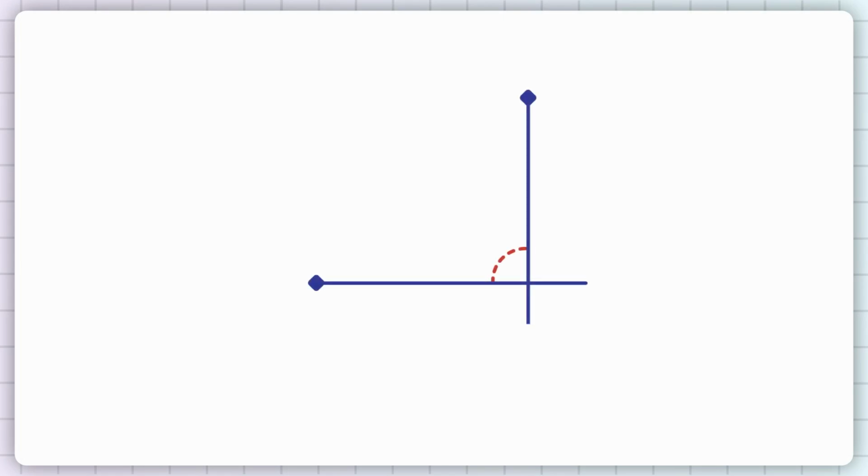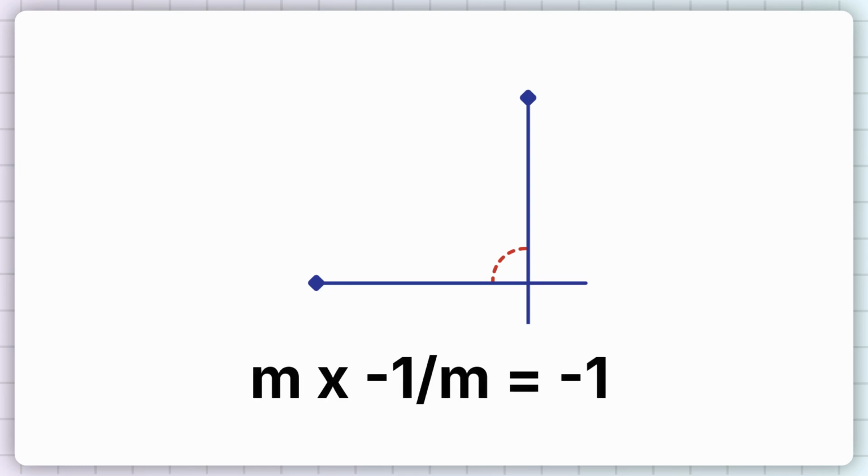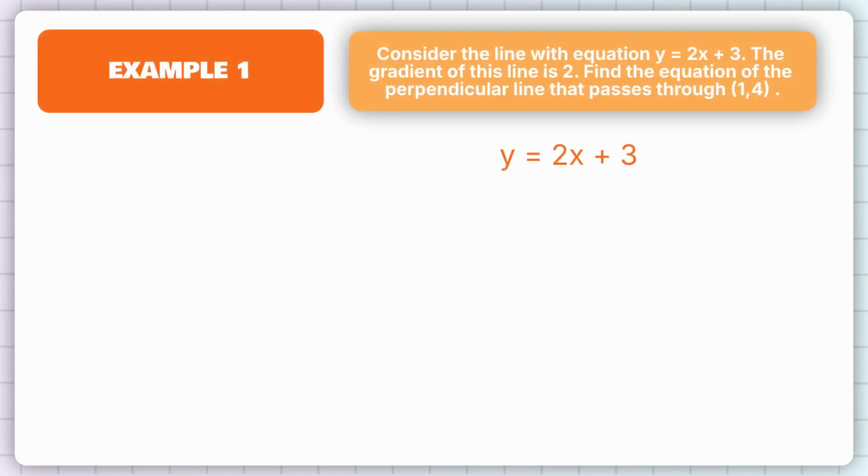Recall that if two lines are perpendicular, the product of their gradients, or slopes, is minus 1. In other words, if the gradient of one line is m, then the gradient of the line perpendicular to it will be minus 1 over m. Example 1. Consider the line with equation y equals 2x plus 3. The gradient of this line is 2. Find the equation of the perpendicular line that passes through 1, 4.